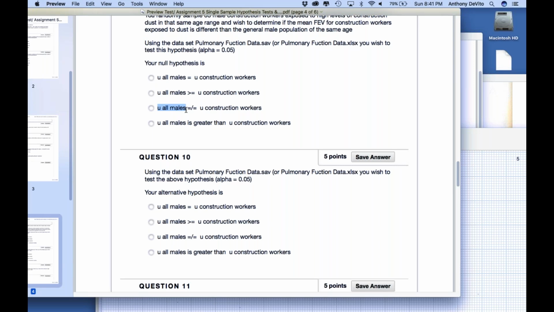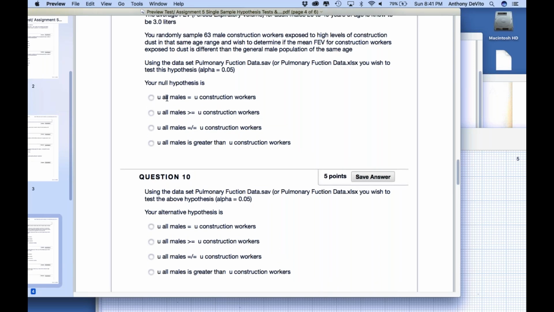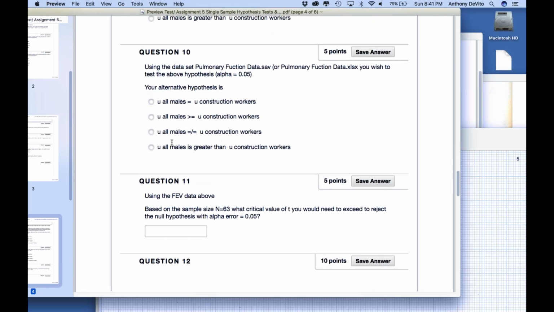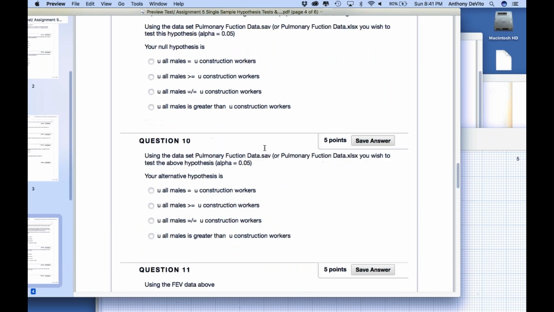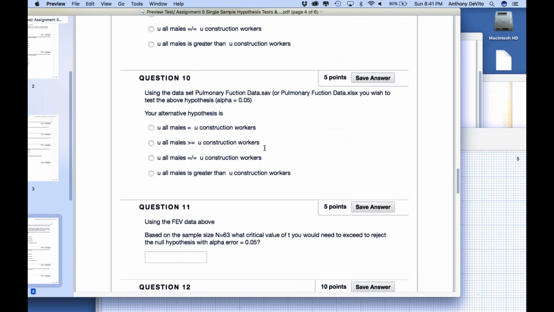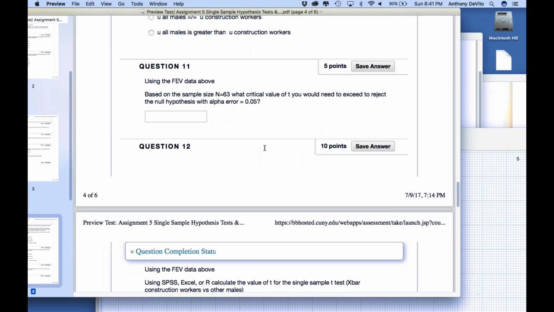This one, mu for all males does not equal mu for construction workers. Well, that's not a good null hypothesis. That would be an inequality. That would be a good alternative hypothesis. So this is our null hypothesis, and this would be our alternative hypothesis that they're not equal. Okay, so now using the data that we have up there, let's actually go ahead and do this test.